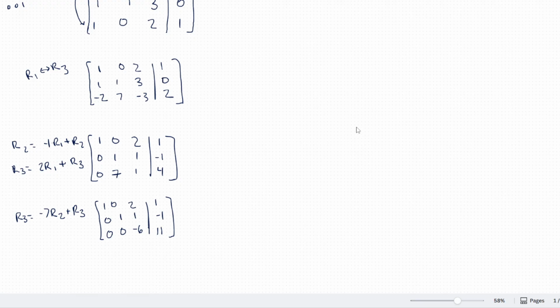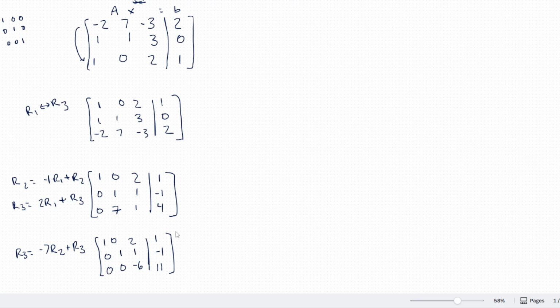And we'll bring this back up here, so we can have more space. Finally, we'll do, well, first we'll make this negative 6 a 1. So we'll just multiply row 3 by a scalar. To make this 1, we'll multiply it by negative 1 over 6.